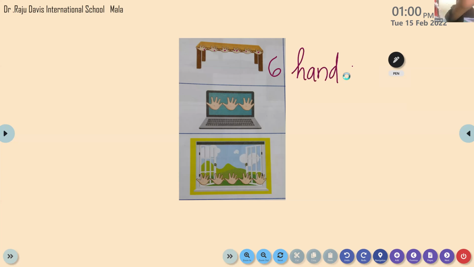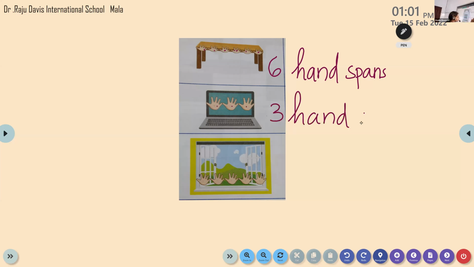Okay, 6 hand spans. Next you can see the laptop. Arshika, what is the length of the laptop? How many hand spans, Arshika? Unmute. 3. Very good. 1, 2, 3. So we can say 3 hand spans.